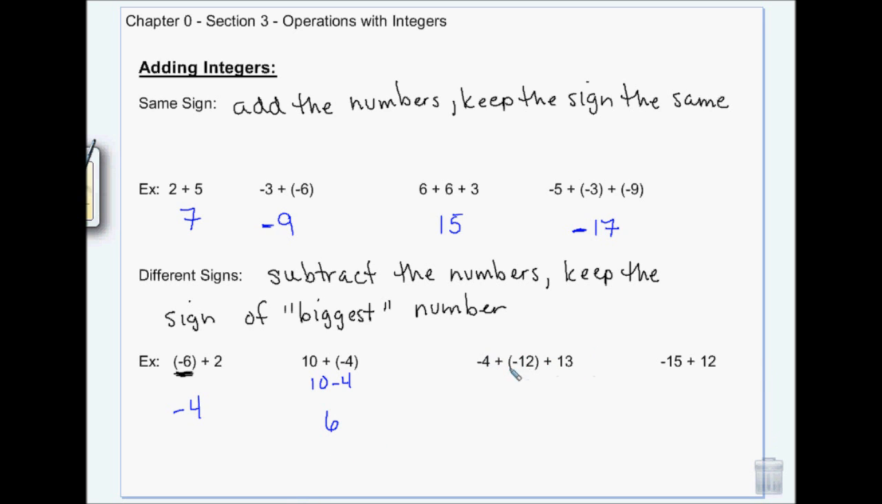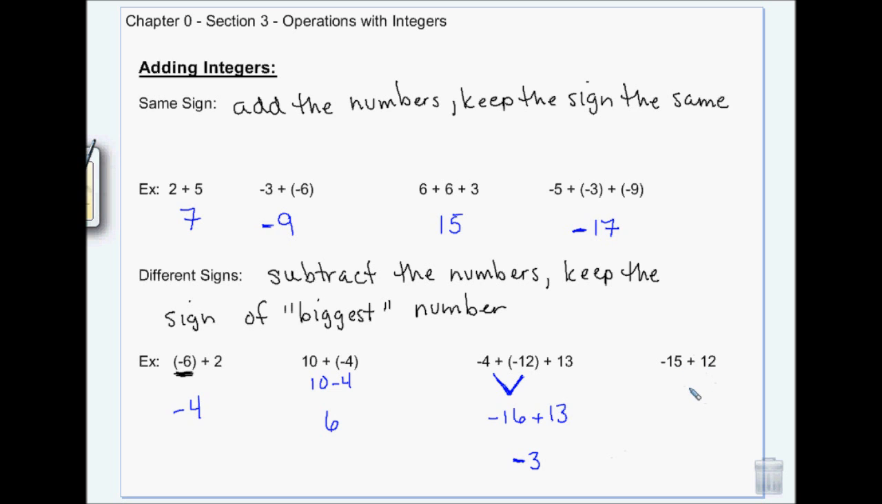Here I have mixed up. I have 2 negatives and then I have a positive. So first I'm going to combine these together because they're the same sign. So I have a negative 4 plus a negative 12. That gives me negative 16. And then negative 16 plus 13, so that's opposite signs. So I'm going to do 16 minus 13, that's 3. And the 16 is bigger, so it's negative.